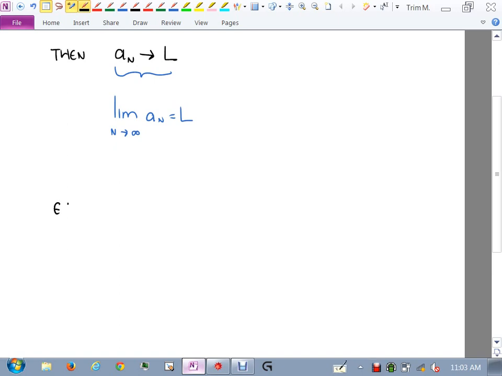An example of this would be something like, where's the one I want to do? I have these circled, but where did I put it? There we go. Find the limit as n goes to infinity of 1 plus 5 over n to the n.